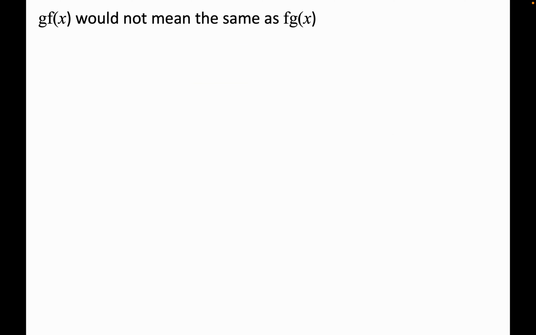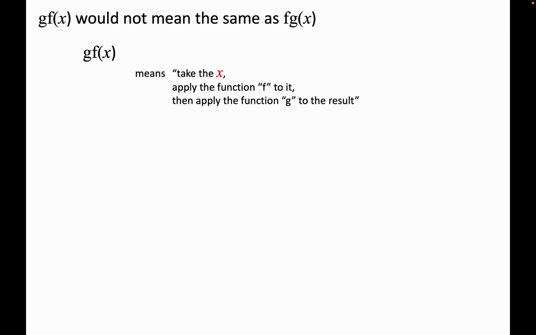Now, gf of x would not mean the same as fg of x. They're not reversible. So it's not like a commutative operation. gf of x would mean to take the x, apply the function f to it first, and then apply the function g to the result of that.